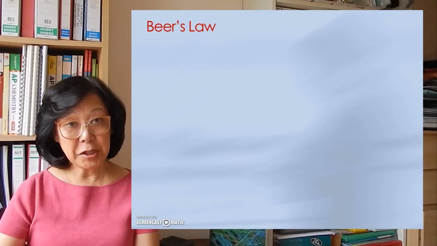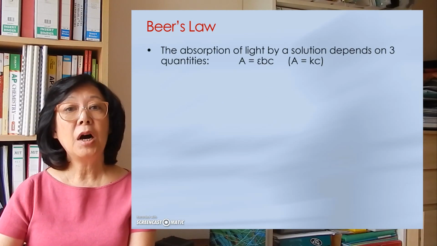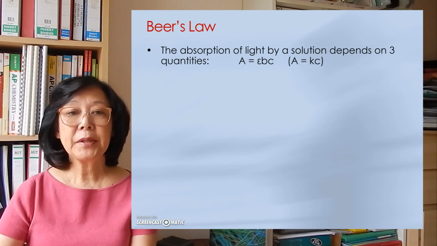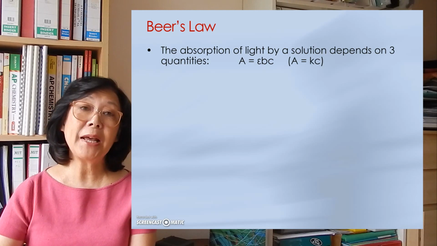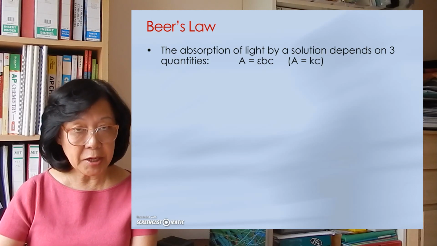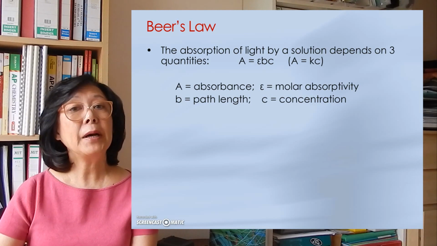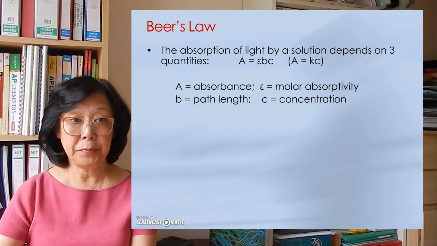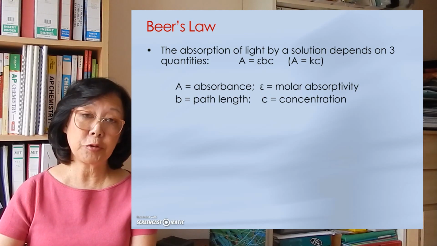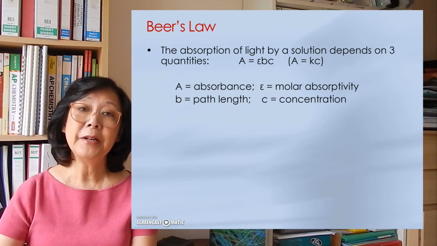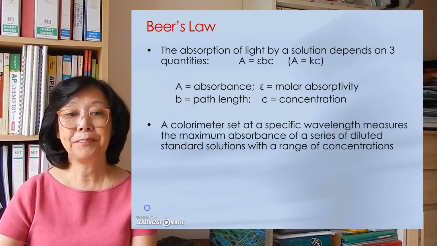Now let's talk about Beer's law, which is most useful in determining the concentration of a colored solution. Here we're using absorbance, which is related to EBC. Now, E refers to the molar absorptivity of a particular solution. And B is the path length in which the light travels through, which is usually 1 centimeter. And the C representing concentration in molarity.